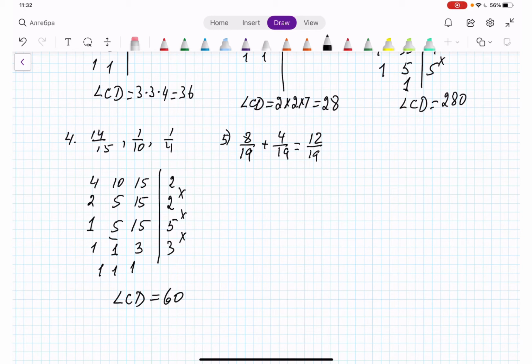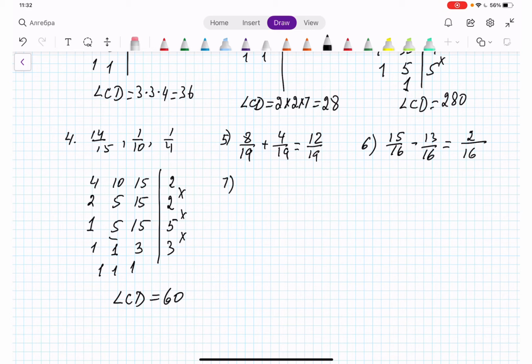We have 15 over 16 minus 13 over 16. Since the denominator is the same, it makes our life easy. 16, 15 minus 13 is 2. Number 7.